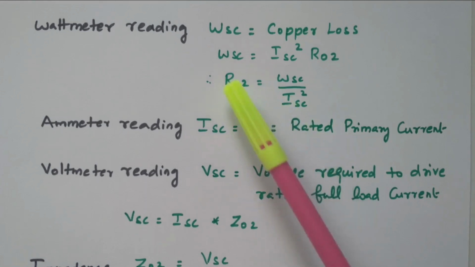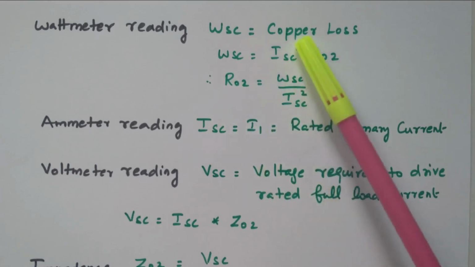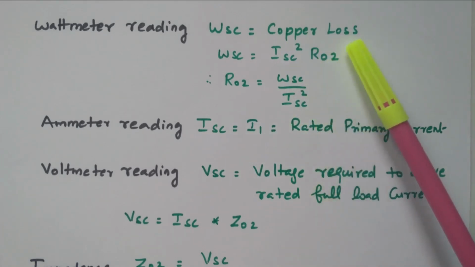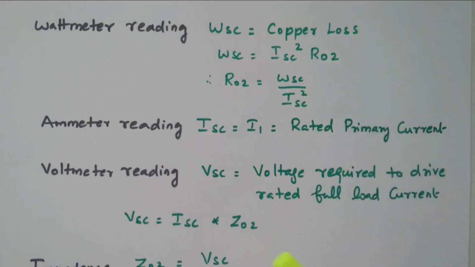The equivalent resistance of the transformer is calculated from this wattmeter reading. R02 equals WSC divided by ISC square. We assume that we only have copper loss, and the iron loss is neglected. So the ammeter reading is nothing but the short circuit current, ISC, which is equal to I1, the rated primary current. The voltmeter reading is nothing but the voltage required to drive the rated full load current. This voltage is equivalent to the full load current.